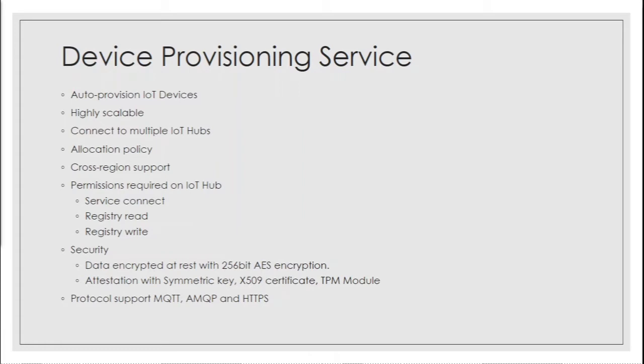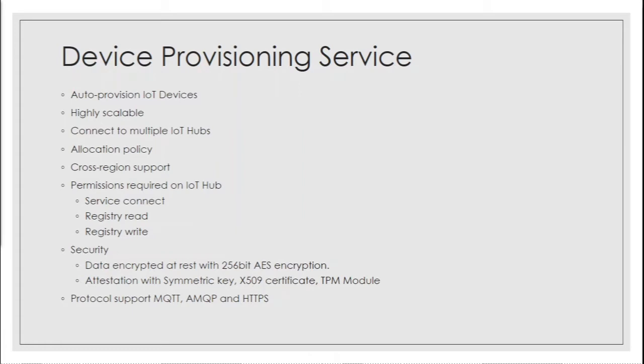And previously on Azure IoT Hub, to interact with Azure IoT Hub, we have seen different permissions which are required, like registry read, registry write, and so on. So to register devices with our Azure IoT Hub, the device provisioning service requires a few permissions on the Azure IoT Hub. That is, we need to give it service connect, registry read, and registry write permissions. We will look at it in some time.